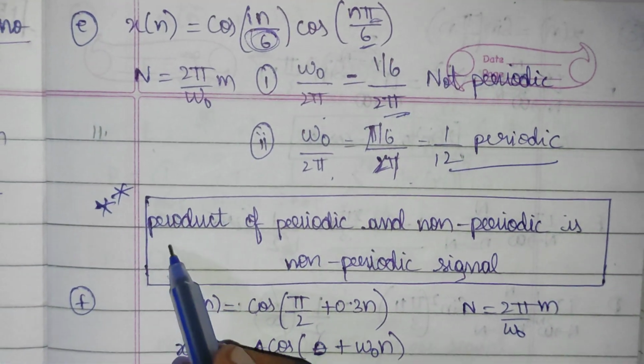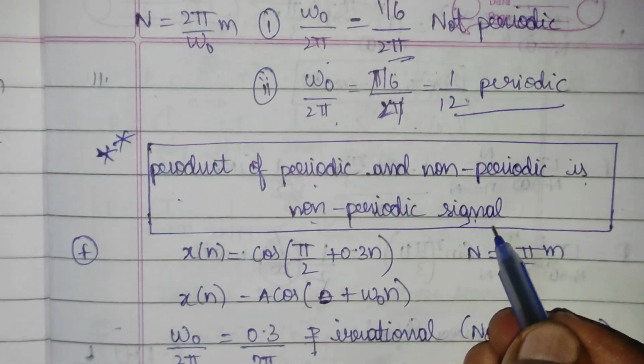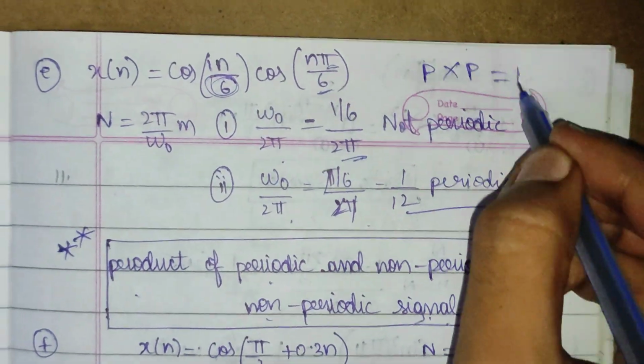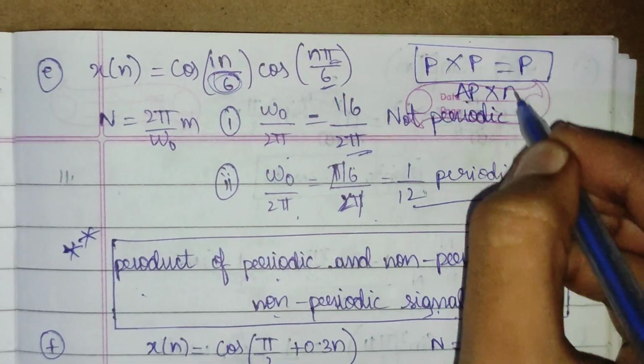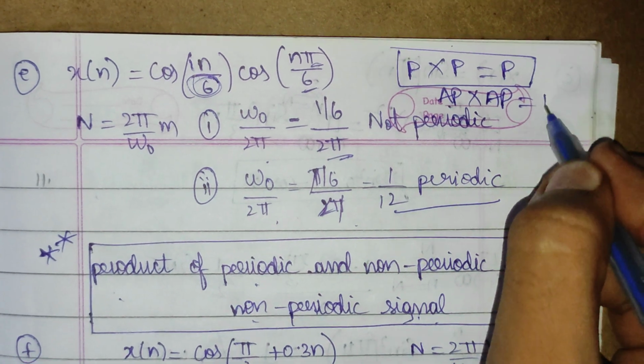So from this we know that the product of a periodic and an aperiodic signal is always non-periodic, or aperiodic. But the product of two periodic signals is always periodic. Okay? And the product of aperiodic into aperiodic will give you an aperiodic signal.